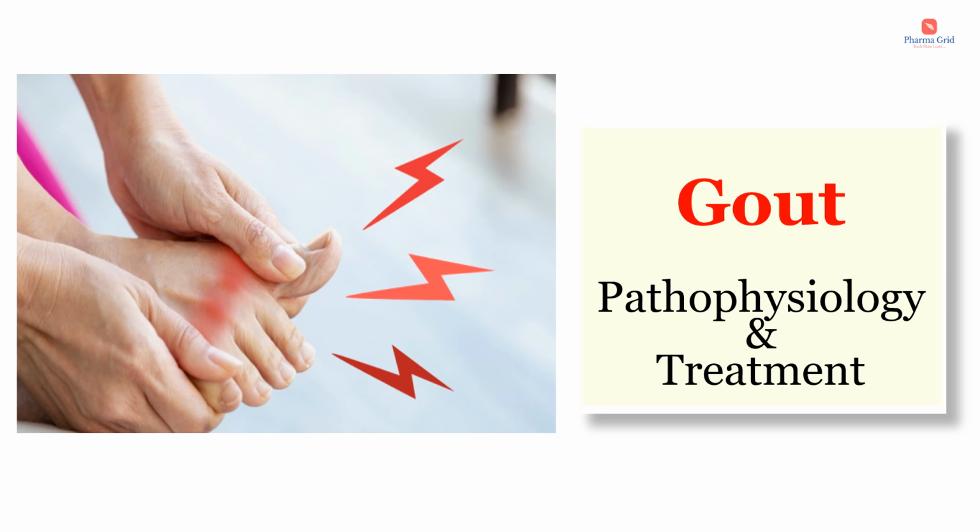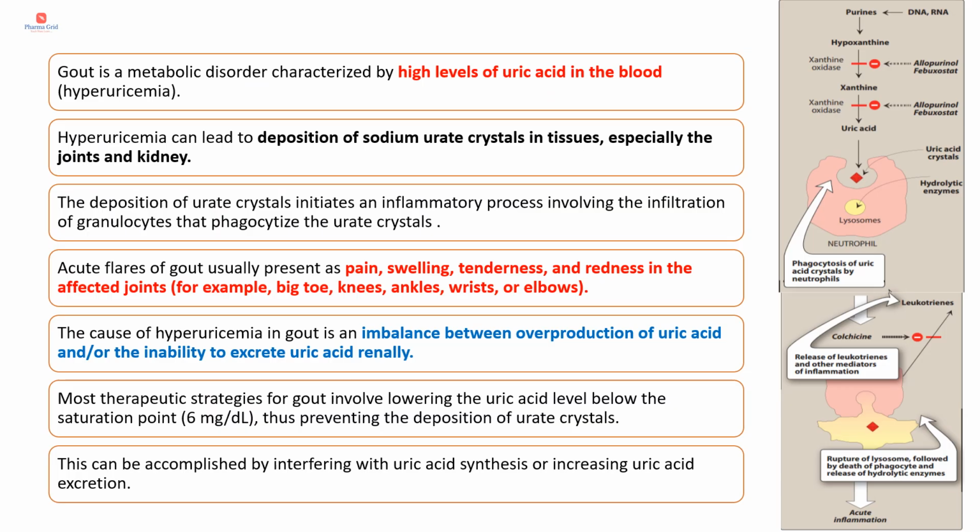So today we are going to discuss gout, mainly the pathophysiology and the treatment options for gout. As you all know, gout is a metabolic disorder characterized by high levels of uric acid in the blood. This high level of uric acid in the blood is known as hyperuricemia. In summary, we can say that gout is a metabolic disorder characterized by hyperuricemia.